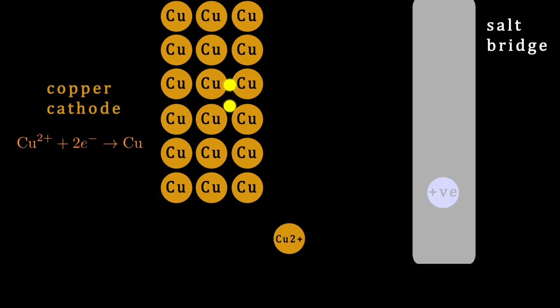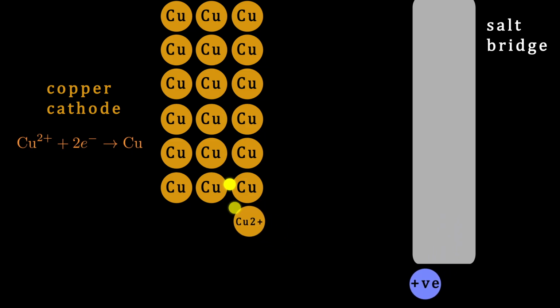In the copper cathode, copper 2+ gains 2 electrons and becomes solid copper. Positive ions from the salt bridge flow in there to balance the charge. Electrons move from the anode to the cathode, creating a voltage.